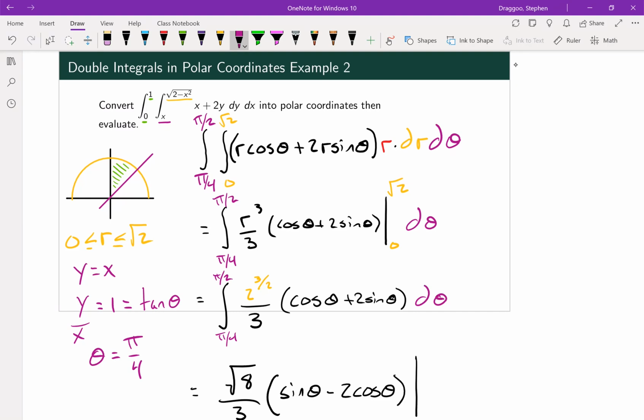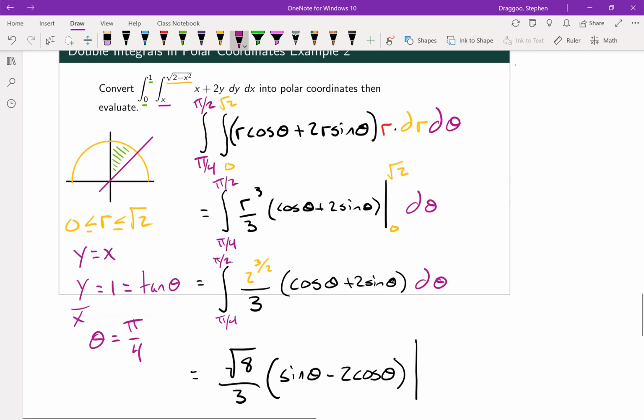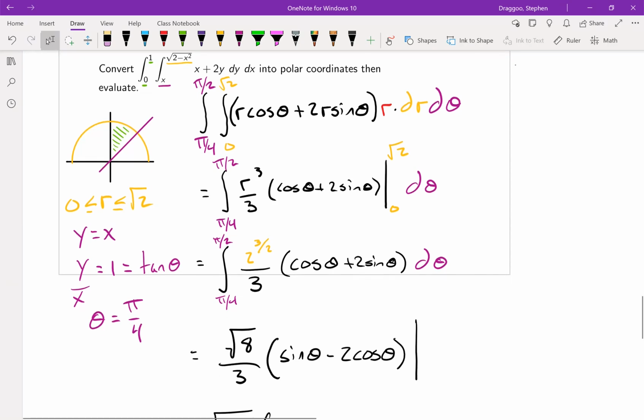But if we evaluate r cubed at 0 and at square root of 2, at square root of 2, that'll be 2 to the 3 halves power, and at 0, it's just 0, so that will simplify to 2 to the 3 halves over 3, or the square root of 8 over 3. It's the step we'll take in simplifying down in the next line. Next, we'll need to integrate our theta components. So cosine integrates to positive sine, plus 2 sine integrates to negative 2 cosine theta. So we'll fill in those, and then also we're evaluating that from pi over 4 up to pi over 2.